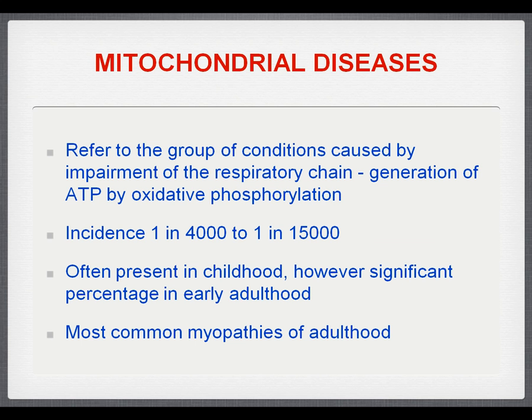So it's a group of diseases related specifically to impairment of this respiratory chain, which is involved in the ATP production. Big range of incidence reported. The figures that I could find were between 1 in 4,000 and 1 in 15,000, which I thought 1 in 4,000 seemed very high. But they talked a lot about maybe underreporting, and that's where that range came in. They often present in childhood.